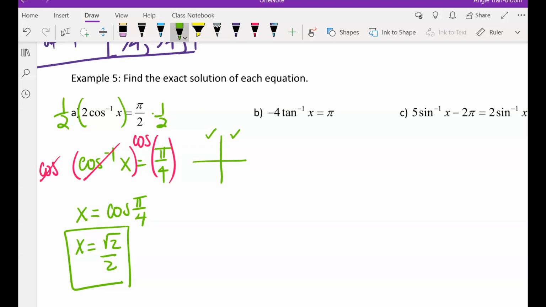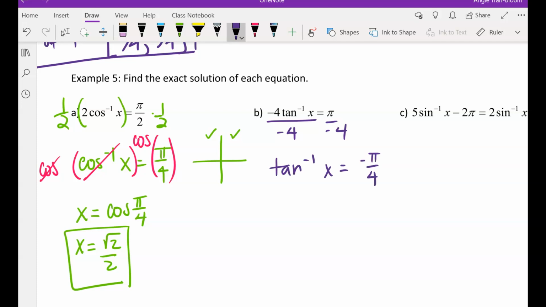Letter B, -4 times tangent inverse of x equals pi. Tuan, what do you think you want to do first? Yep, divide both sides by -4. Okay, so now we got tangent inverse of x equals -pi over 4.